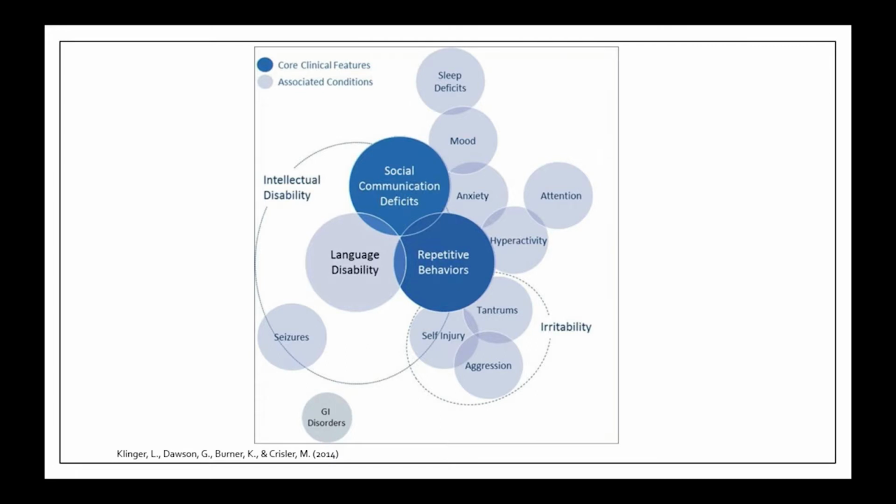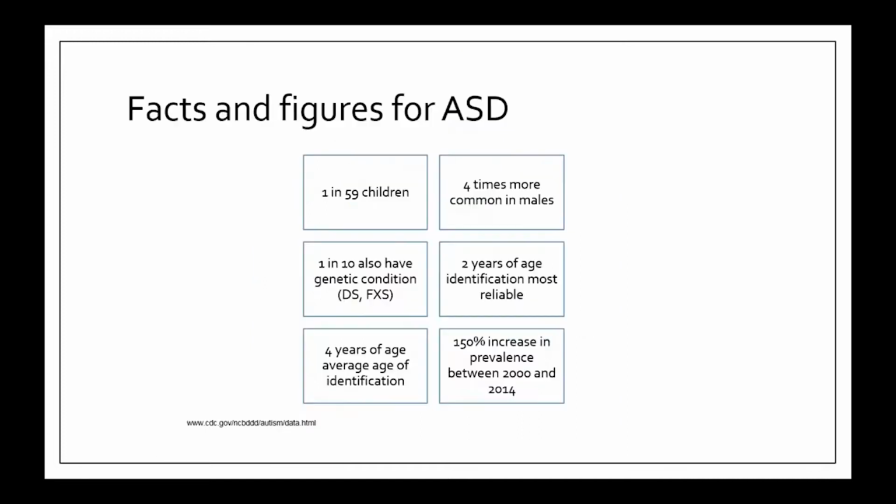But the dark blue circles represent the core features of autism, and the gray circles represent all these symptoms that may occur with autism. And so similar to Down syndrome, it's a very complex condition, and individual symptoms are going to be variable. So with autism, sometimes there are sleep differences or gastrointestinal differences. There may be inattention or hyperactivity or mood and anxiety disorders. So all of these are factors that we have to consider when evaluating autism spectrum disorder.